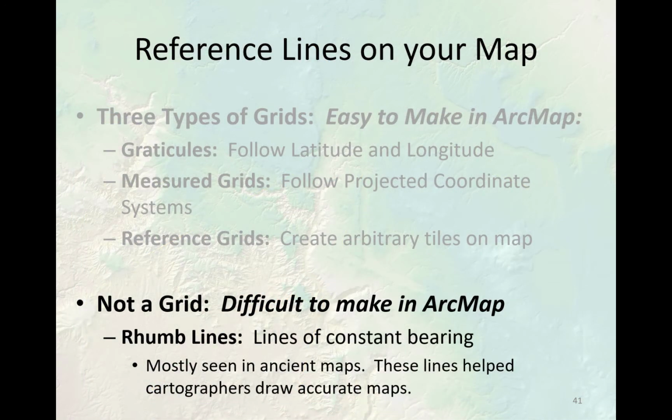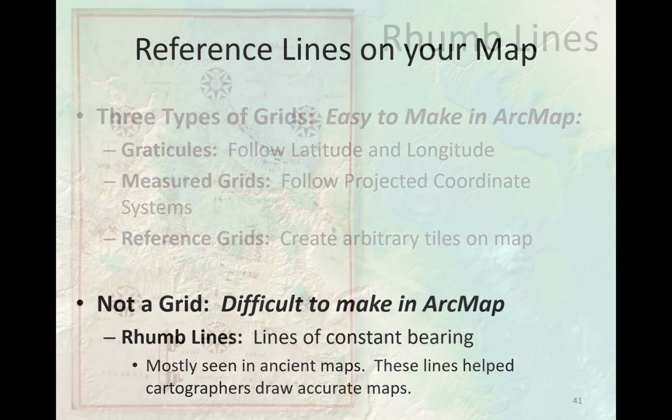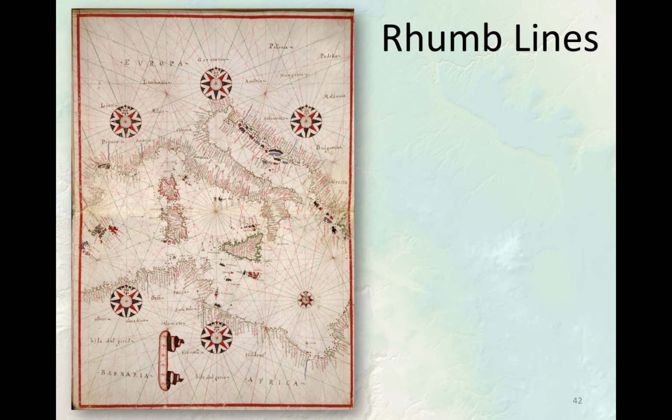There's another type of reference line that you don't really see much anymore. They're called rhumb lines. They're lines of constant bearing, and you mostly see them in ancient maps. And these lines helped ancient cartographers draw accurate maps. The lines themselves and those center points, those circles that you see that the lines come out from, those locations don't really mean anything cartographically. It's not like there's a city or a special location there. These are just sort of random sites on the map the cartographer used to draw from.